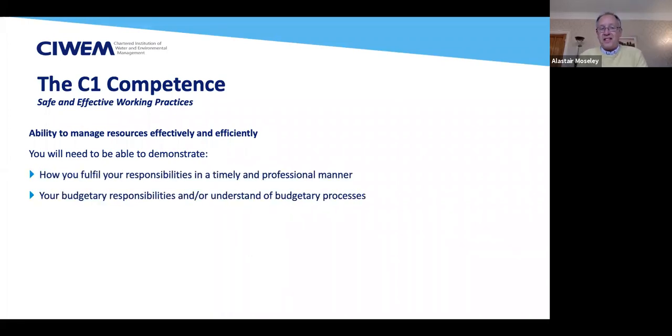So the things we'd like to see or need to see in your response will be how you fulfill your responsibilities in a timely and professional manner, some knowledge of working to a program, critical paths, for instance, timelines, those are important. Your budgetary responsibilities and understanding of the processes. People will often, in their competencies, mention this, but they won't give us any real numbers. It does actually help us to get a feel about what kind of budgetary responsibility you've got. If you're just managing the coffee rota, a few pounds, that's obviously not going to cut it with us. And if you're managing a multi-million-pound budget, then obviously you really are a long way down on your journey. So we do need to know where you are on that journey in terms of your understanding and managing of the budgets.